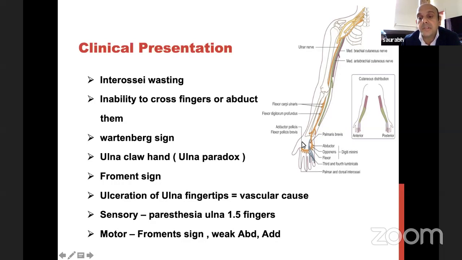Ulnar paradox: normally, the more distal the lesion, the less the deformity. But the paradox in ulnar nerve is that the more distal the lesion, the more the clawing. The reason being, you can see clearly the FDP will be spared and it will cause flexion of the DIPs and result in profound clawing. So that's the paradox. Froment sign we spoke about. And then sensory, we were talking about paresthesia to the ulnar 1.5 fingers. And then, of course, if vascularity is an issue, there'll be ulceration to the fingertips.